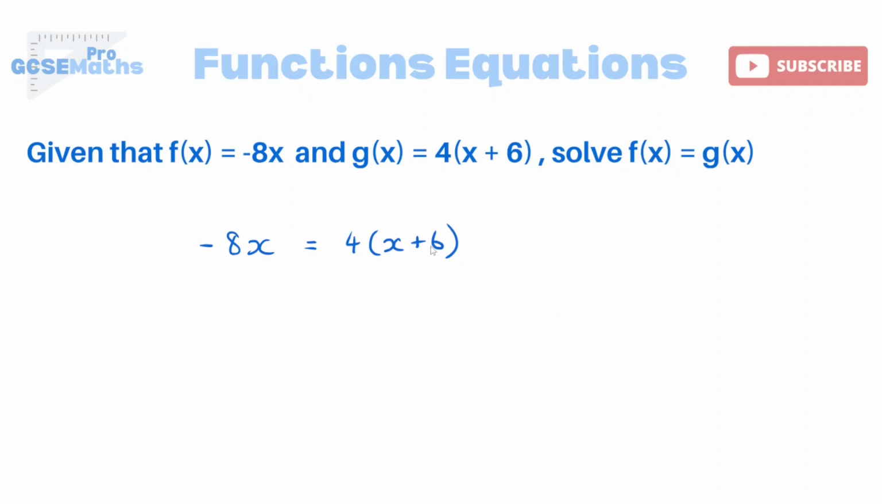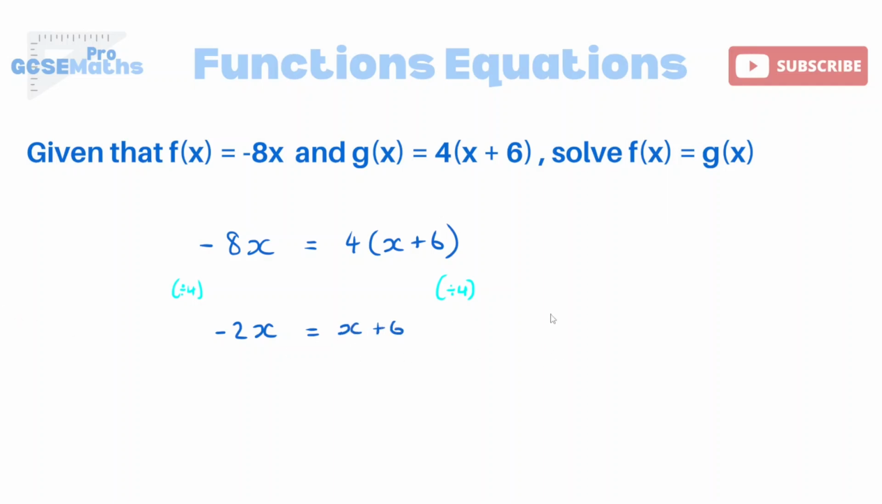So what I might do is either you can expand the brackets, or if you want, you can just divide across by 4 because 8 is a multiple of 4, so I might just do that. So I'm going to divide both sides by 4, but if you want to expand the brackets, that's absolutely fine as well. So minus 8x divided by 4 is going to be minus 2x. And I'm left with the bracket there, just x plus 6. Okay.